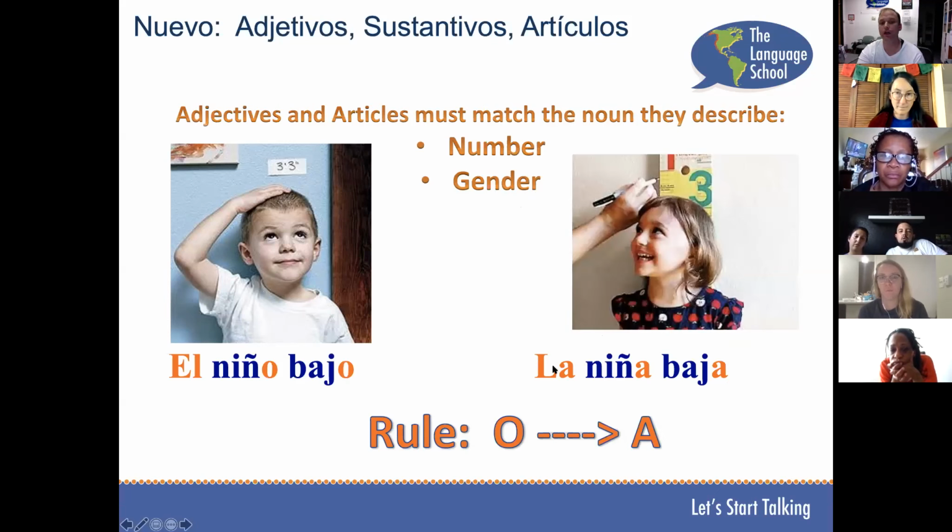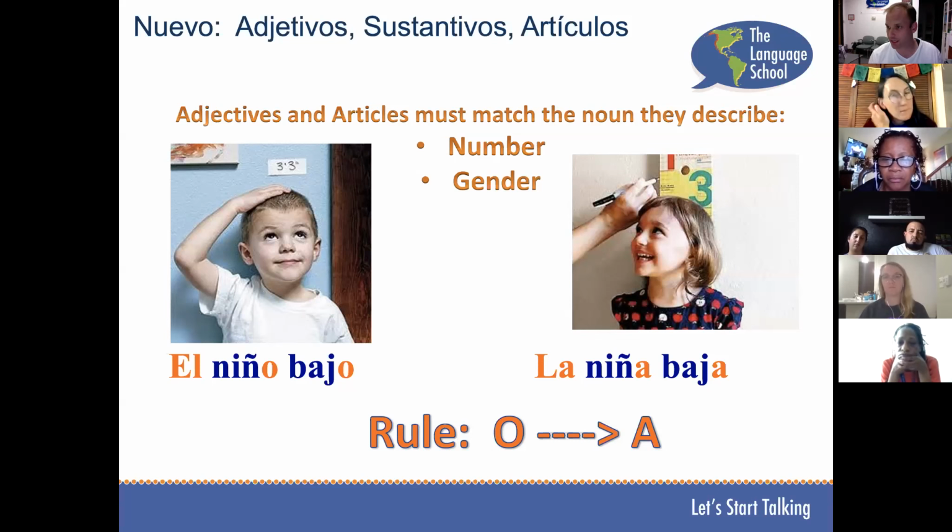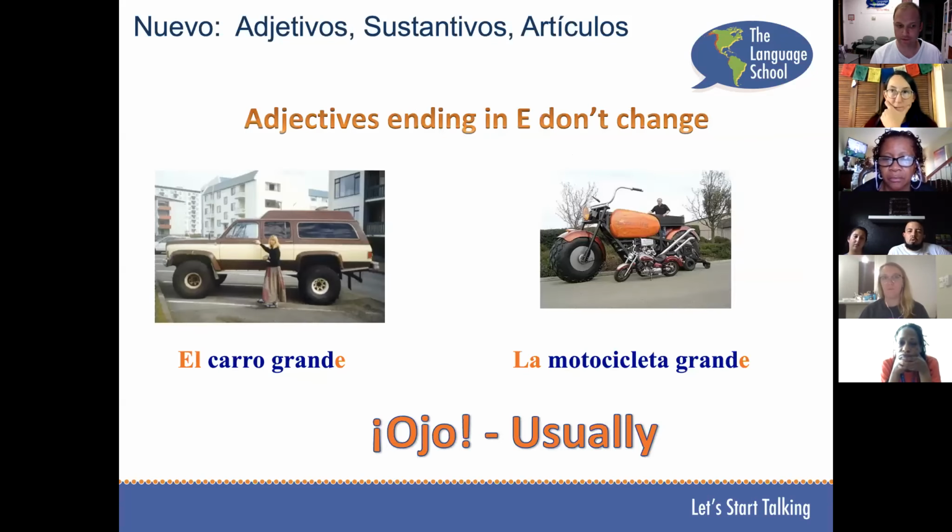Okay. Again, this masculine, feminine thing will apply to adjectives. So now we see that we've got 3 different types of words here that need to match when we're speaking Spanish. We've got the article, the noun, and the adjective, and they all have to match in both number and gender. So what that means is on the left side, we see el niño bajo, the short boy. Notice that we've got the masculine word el, and then niño ends with an O, and bajo ends with an O. But when we change that to feminine, to the girl, la niña baja, the O changes to the A every time on both the adjective and the noun, okay?